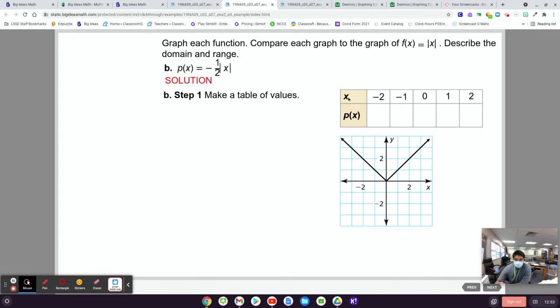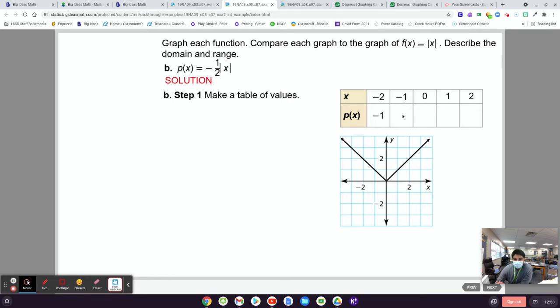We're going to make a table of values. So we're going to find our outputs for these 5 inputs. So P of -2 is -1, because the absolute value of -2 is 2. 2 times -1/2 is -1. So make sure you have your order of operations correct. You have to do the absolute value stuff first before you multiply by -1/2.